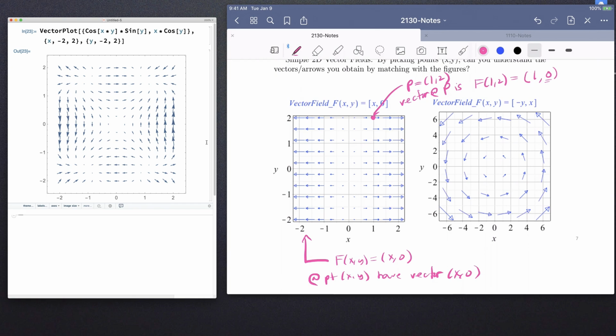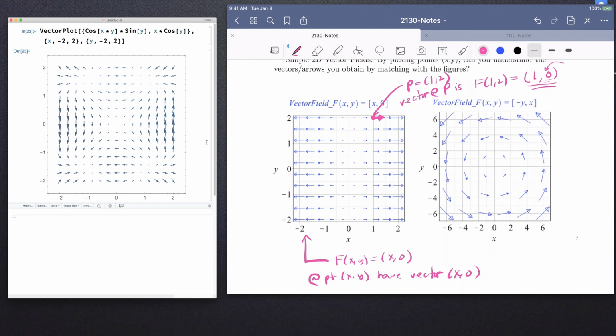And so when we're thinking of this as a vector, we're thinking of this 1, 0 as the vector at the point. And so right here, there's a vector that points in that direction, the 1, 0 direction, which is the x direction. And in fact, no matter what point you pick, because of this 0 here, this vector field says that the vector is going to always point in the x direction.